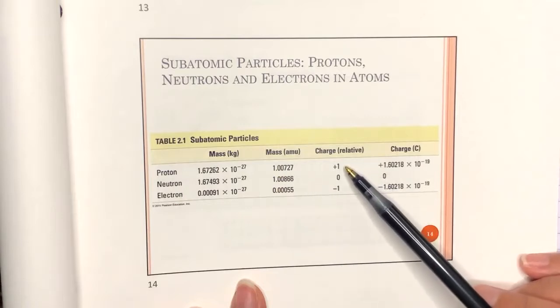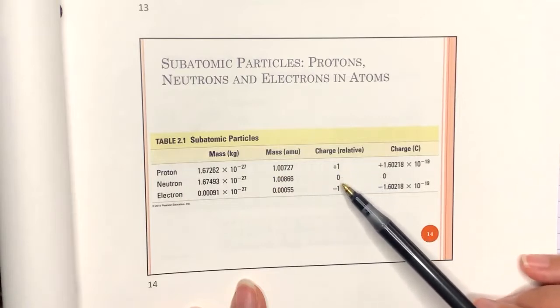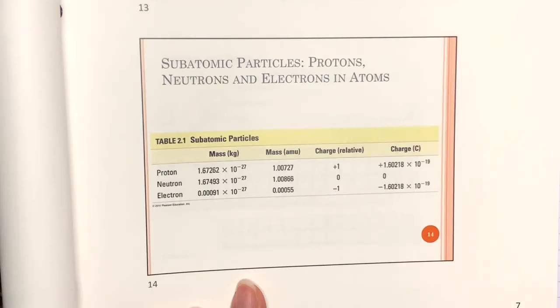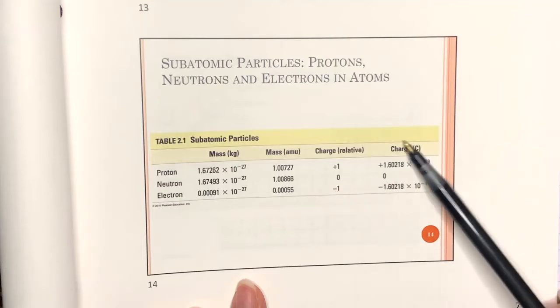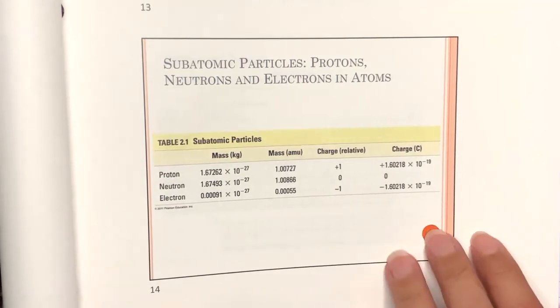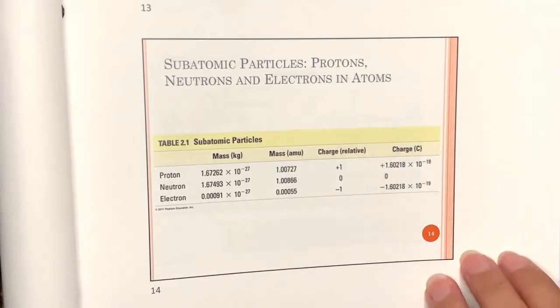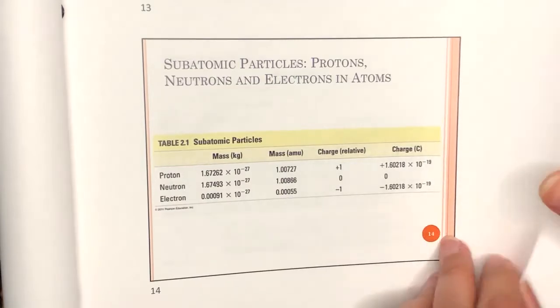And the charge of a proton is positive, that's where the charges come from. A neutron has no charge, it's neutral. Electrons have a negative charge. If you want the actual Coulomb charge, it's these numbers with 10 to the minus 19 here, okay? As you can see, these are really, really light. All right, let's keep going.